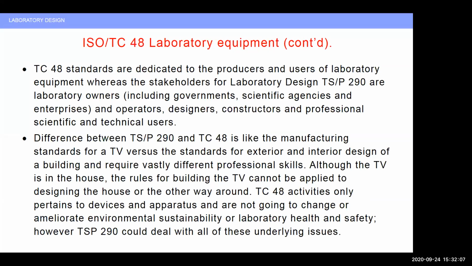ISO TC 48 standards are dedicated to the producers and users of laboratory equipment, whereas the stakeholders for the new TC are more the laboratory owners, including the government, scientific agencies and enterprise, and the operators, designers, constructors, and professional scientific and technological users. We can give here a small example that is a little bit easy, but it gives a good idea.